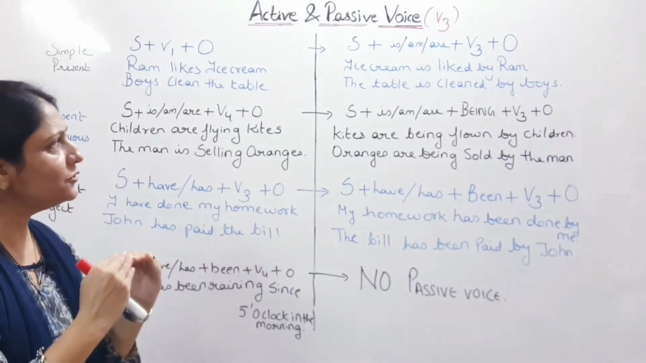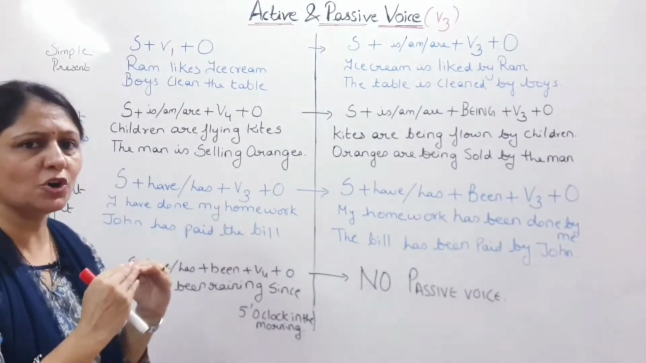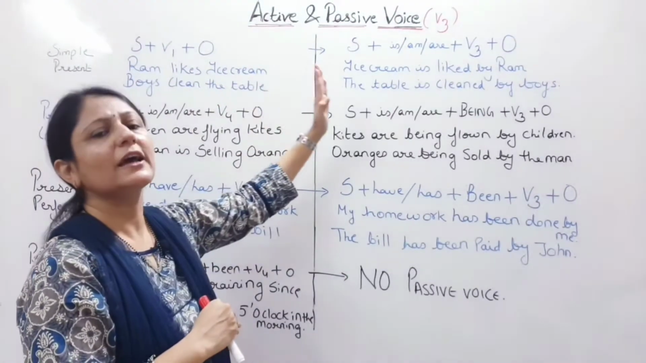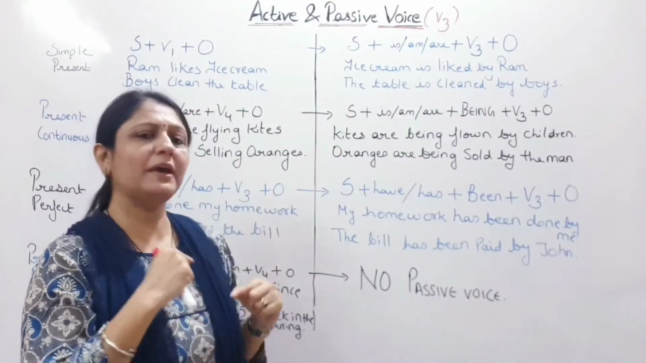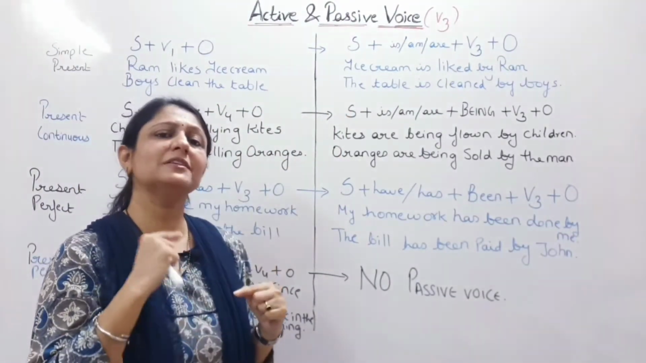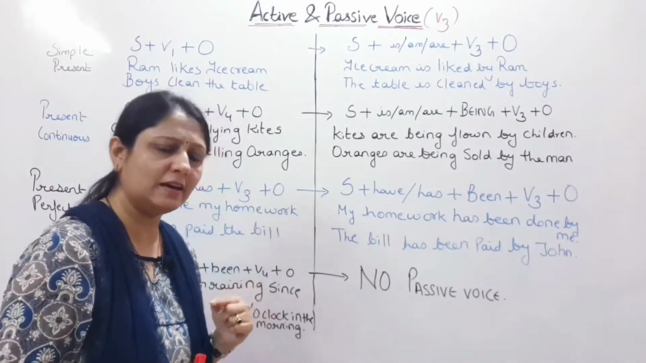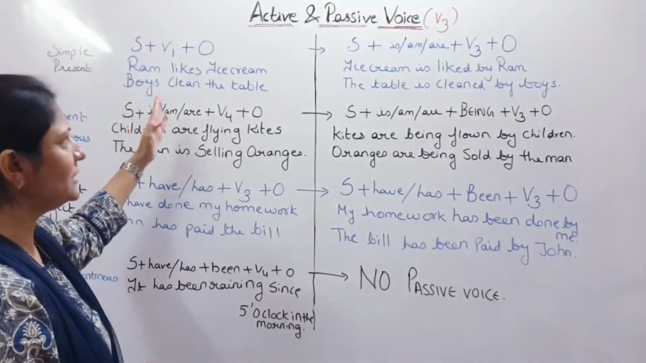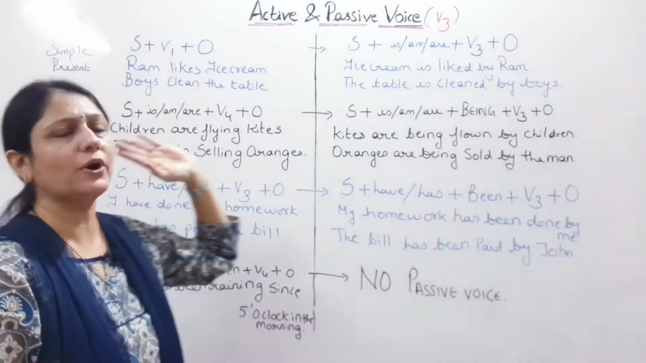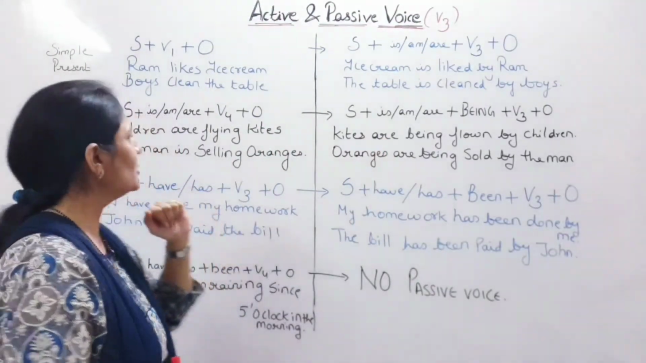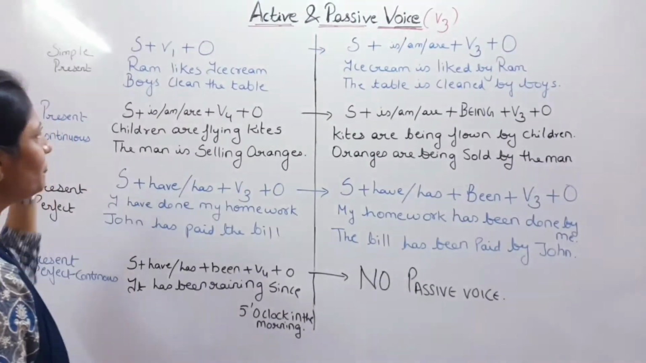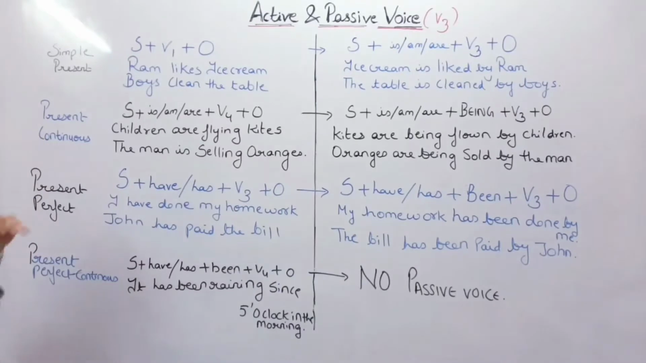However, the rule changes when we talk about converting a sentence of active voice into passive voice. There are basic rules to be memorized and learned, and it becomes very easy for all of us to convert a sentence of active voice into passive voice. Okay children, so now let's start with the active voice of present tense. We begin with simple present tense.